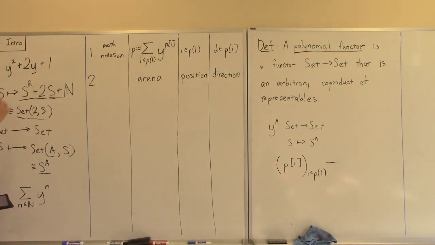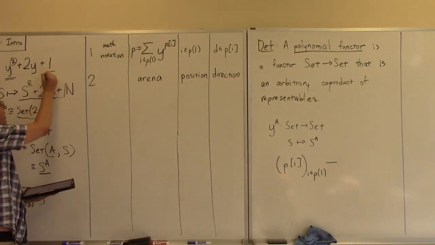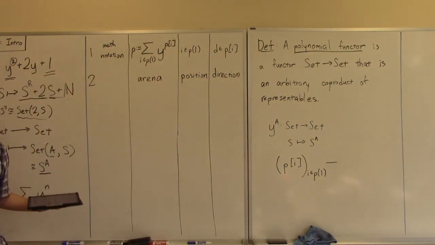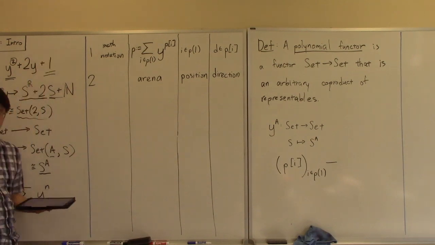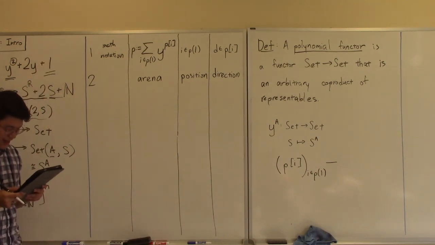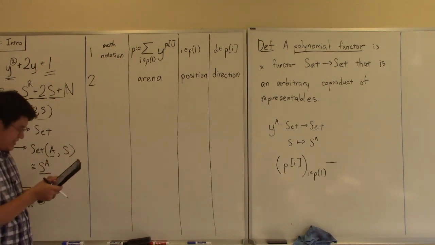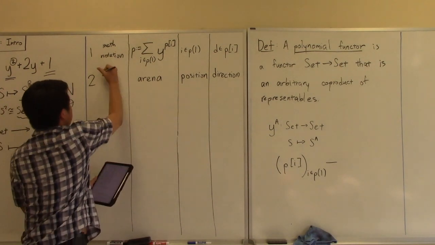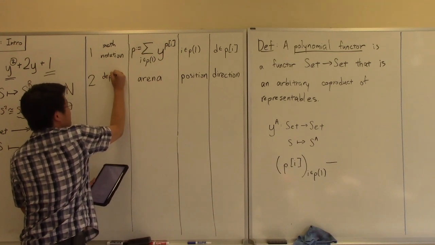Here, for example, we could be at this position in our sample polynomial y squared plus 2y plus 1. We could be at this first position, and we would have two possible directions to go in. Or we could be at this last position and have no directions to go in, because this is just y to the 0. OK, and so this is the dependent set perspective.